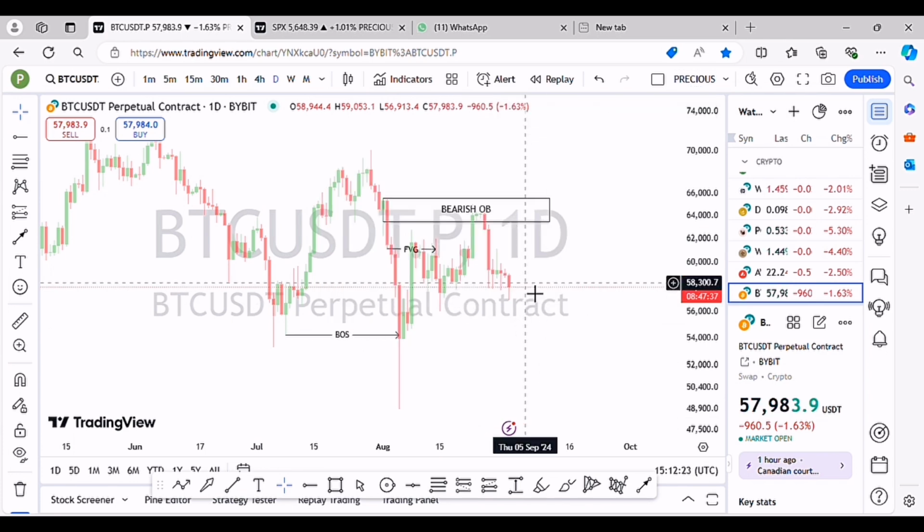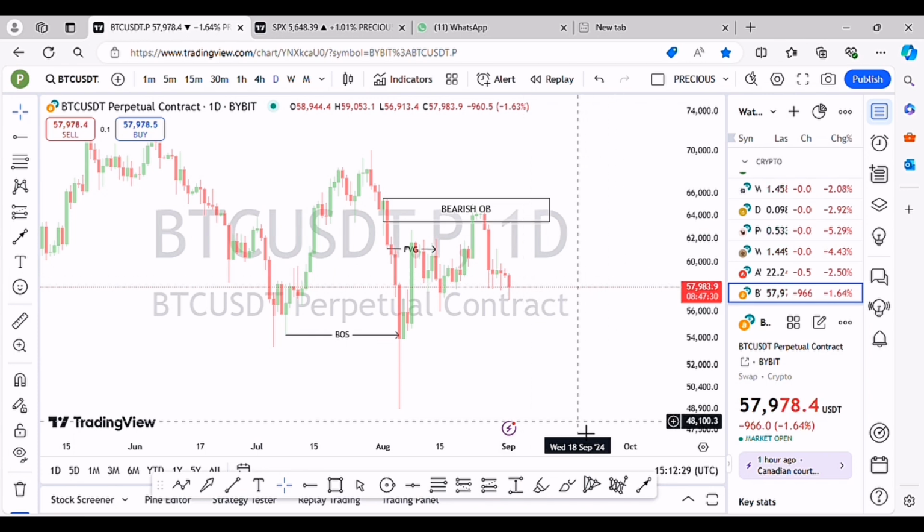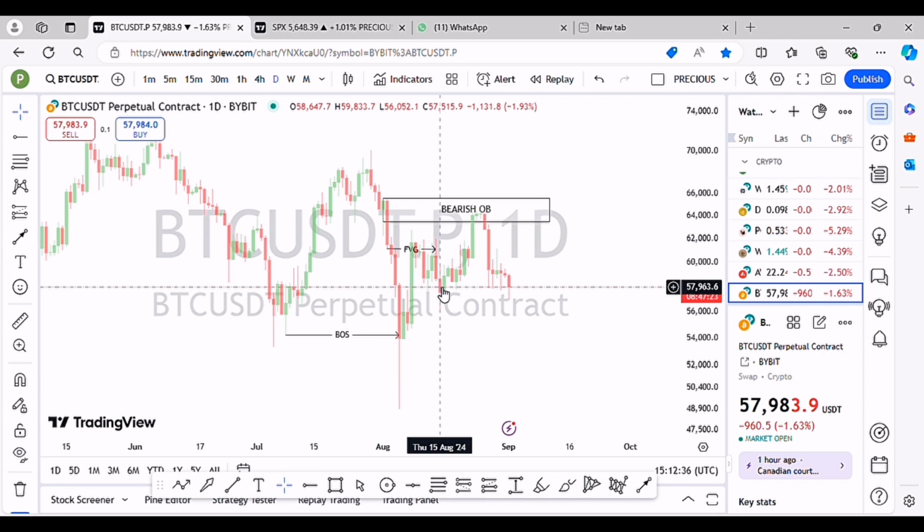I'll just click on it and label it. But sorry, my arrow was supposed to be pointing to my fair value gap, but I apologize. My arrow is supposed to be pointing to the other side.